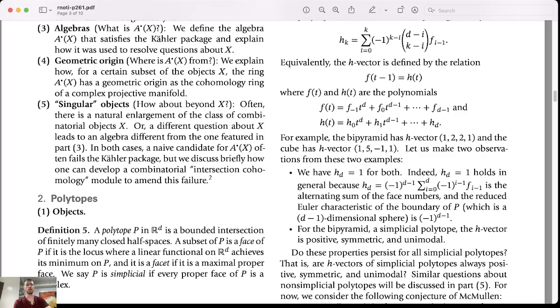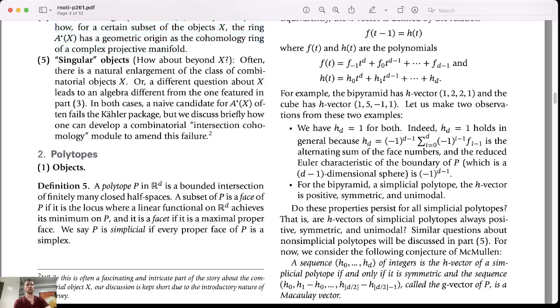Geometric origin. Where is A dot of X from? We explain how, for a certain subset of the object X, the ring A dot of X has a geometric origin as the cohomology ring of a complex projective manifold. And singular objects. How about beyond X?